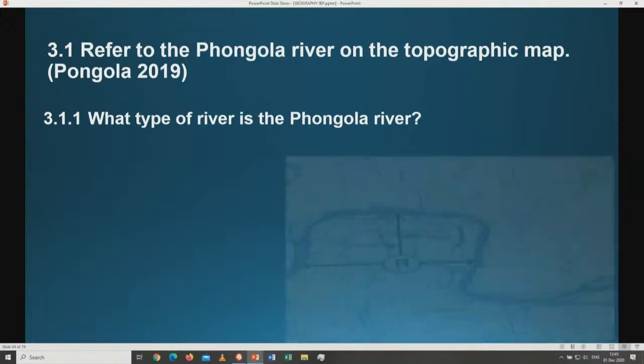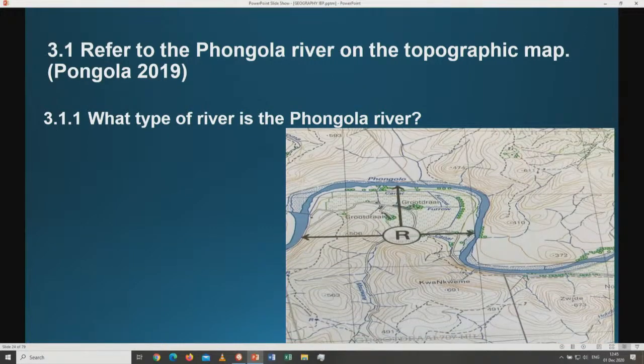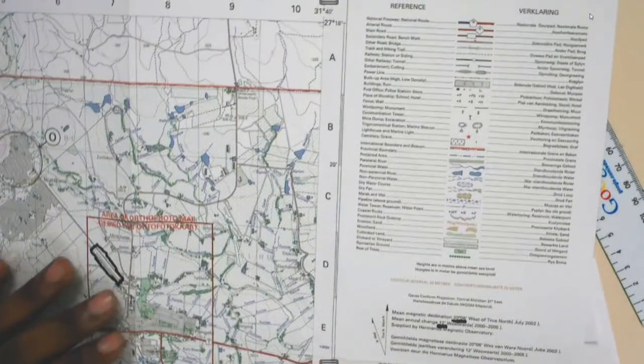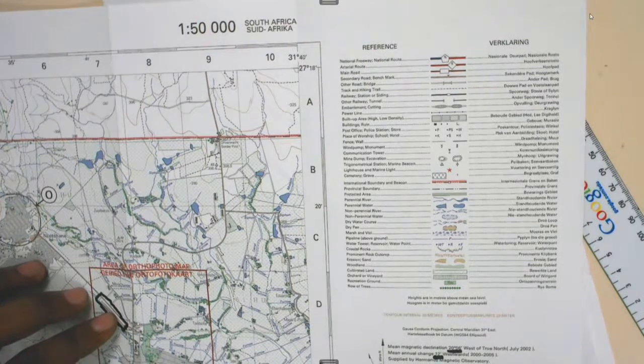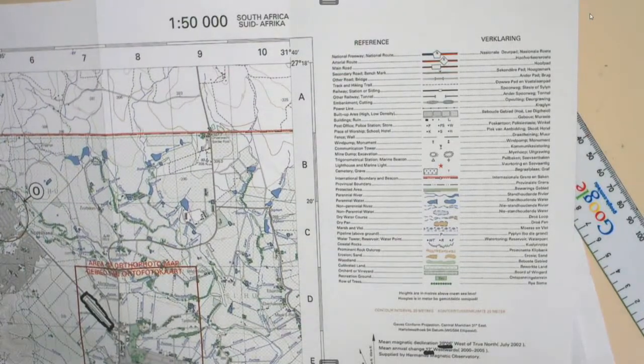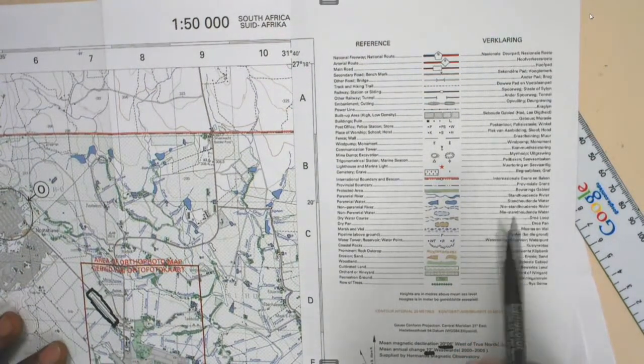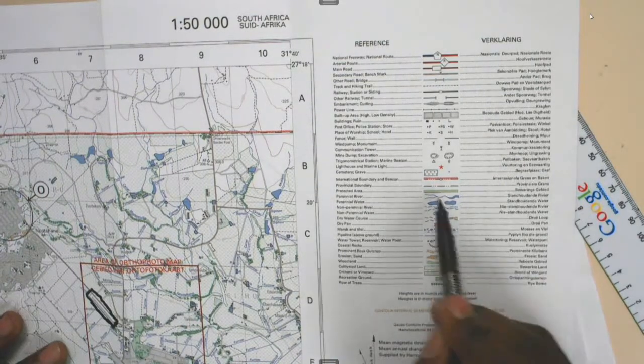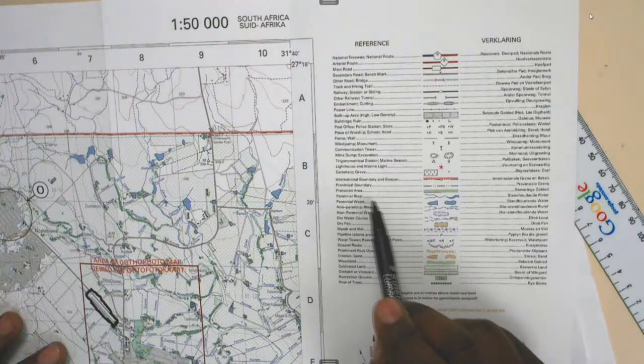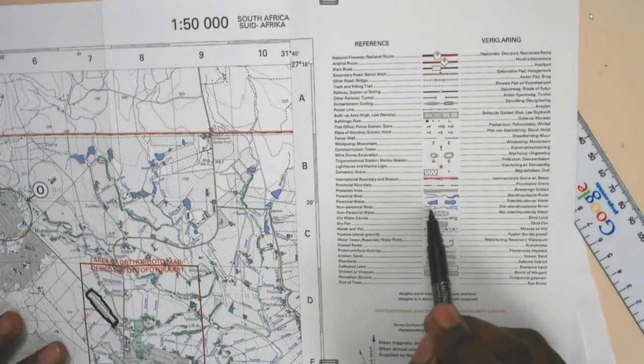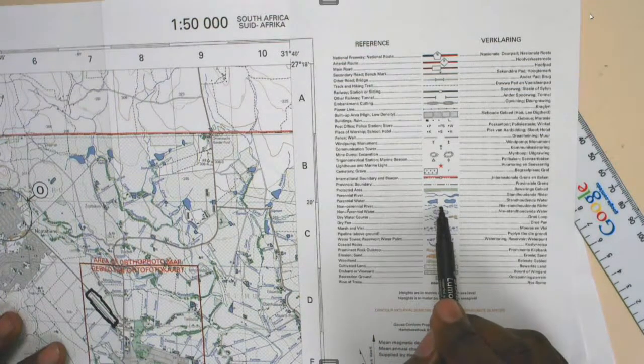The question says, what type of river is the Pongola River? There is our river. Now, remember, grade 12, when we speak about the rivers on our topographical map, if you look at our keys, our references or our symbols for our map, this is the perennial or permanent river, compared to the non-perennial river. You can see that the non-perennial river has dotted lines, but this one is solid blue.